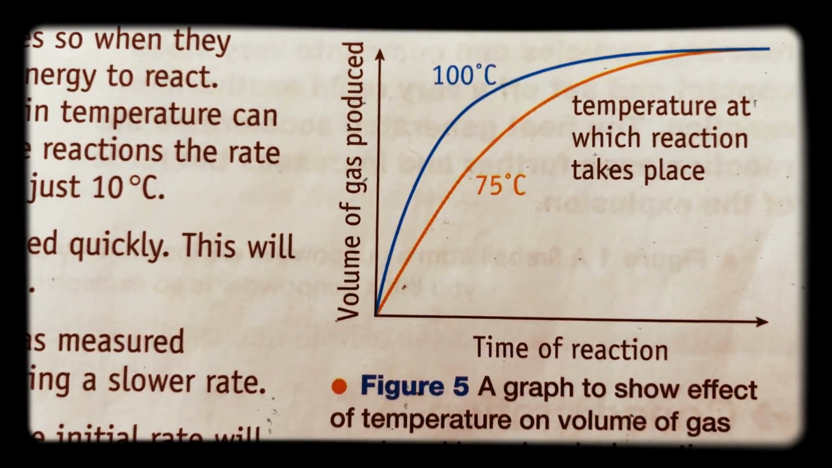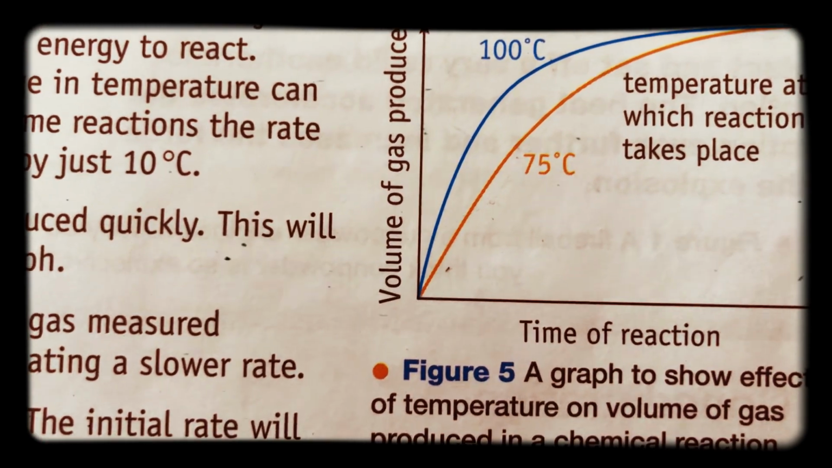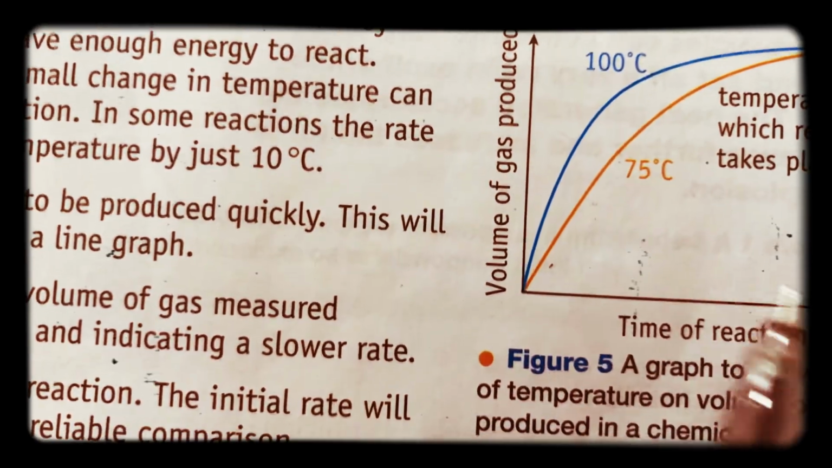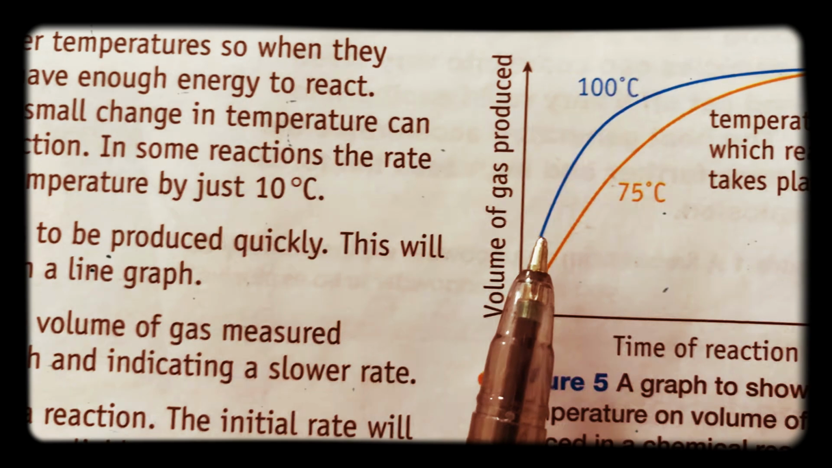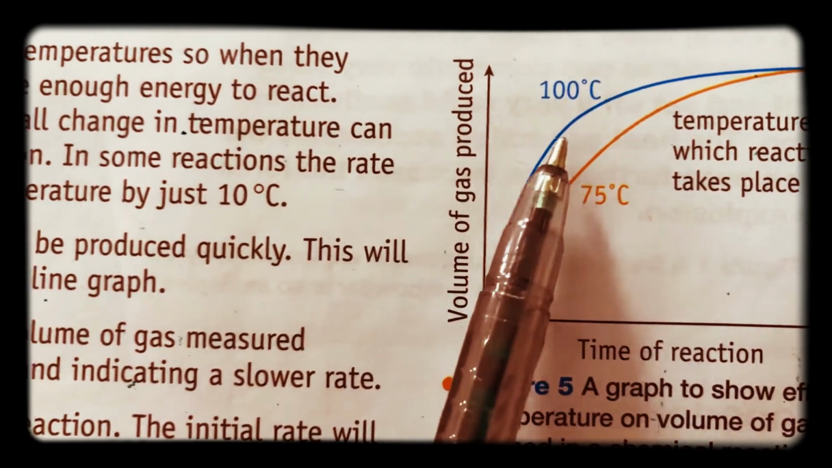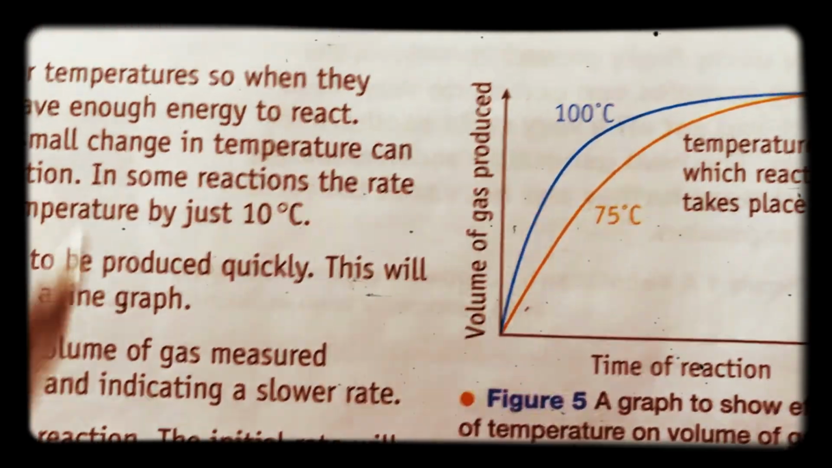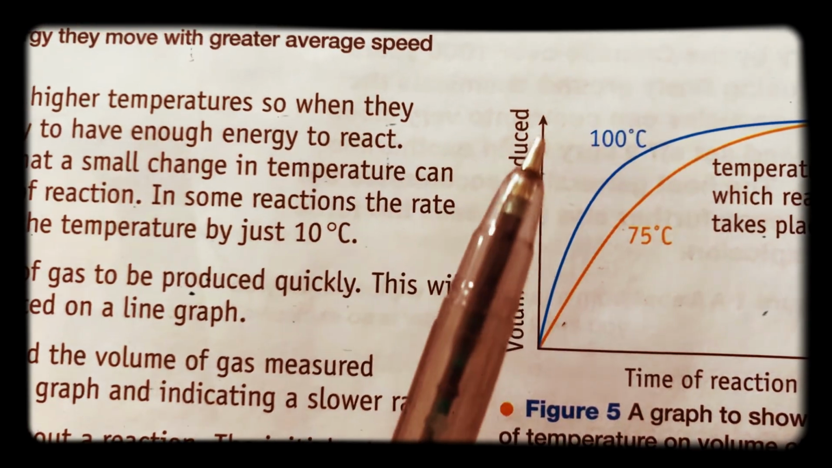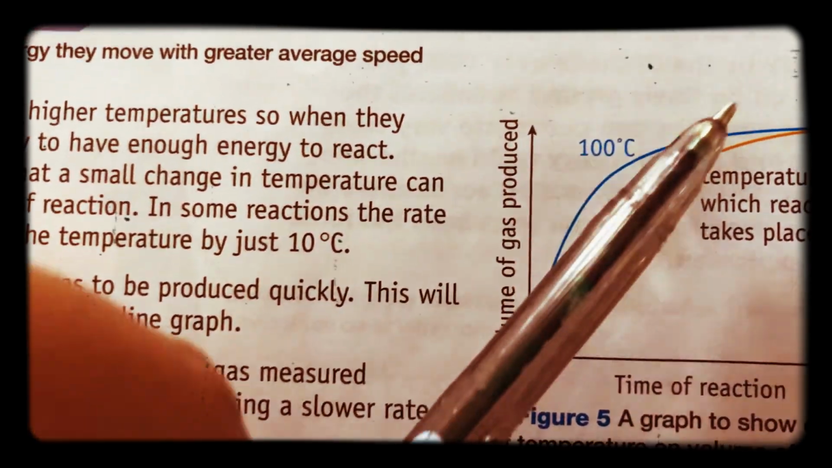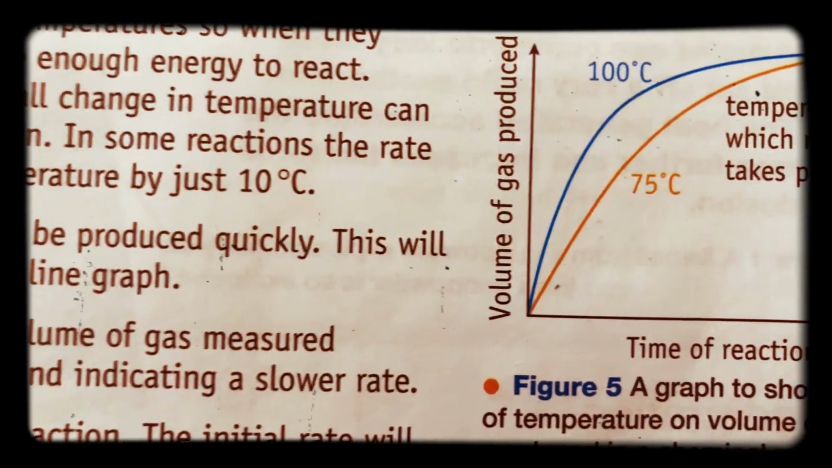Right, why is the graph in figure 5 showing a curved line of best fit, not a straight line? Pause the video. The reason why it's showing a curved line is because as time goes by, the reactants are gradually decreasing in concentration. So the rate of reaction is gradually decreasing as time goes by. It's not a sudden case.